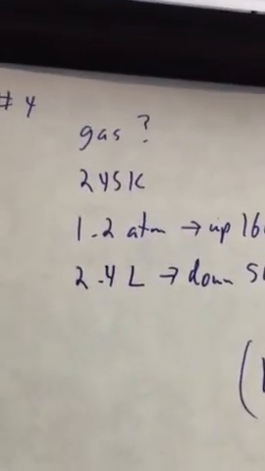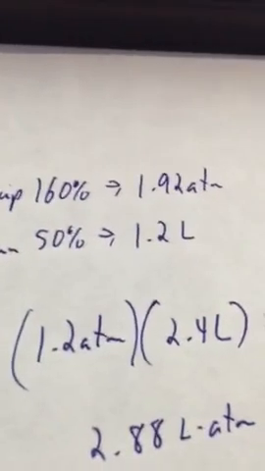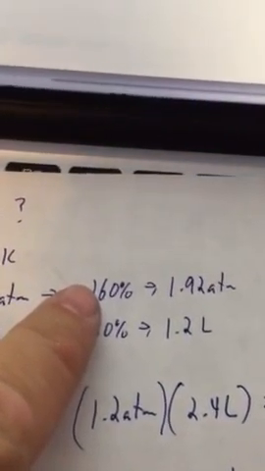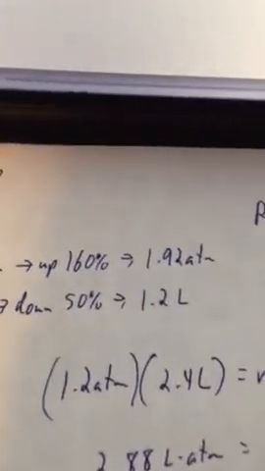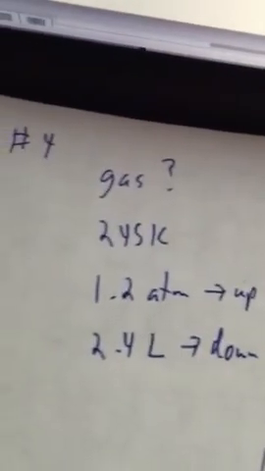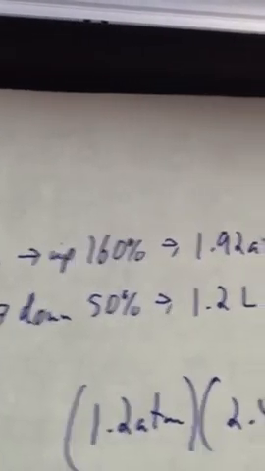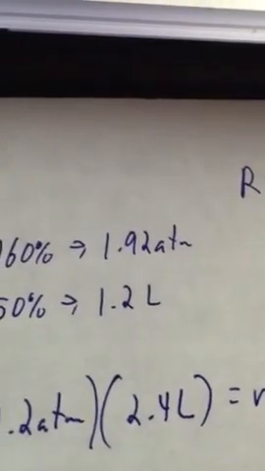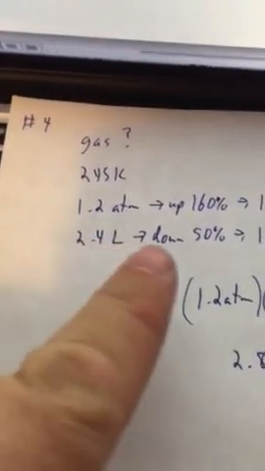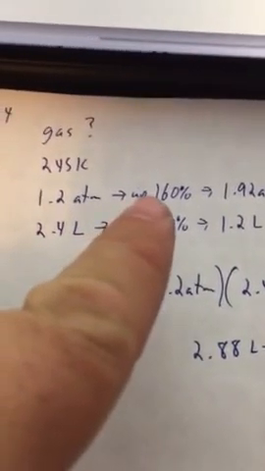Now we're told that the liters goes down by 50%. Well, that's just cutting it in half. 2.4 goes to 1.2. 1.2 atmospheres goes up 160%. Don't forget basic math. 160 is a percentage. Just move the decimal over twice to get it as the decimal. It's 1.6. So 1.2 atmospheres times 1.6 gives us the new atmospheres. So if you need to review the percentage of increase and decrease, let me know. So this times 0.5 gives you that. This times 1.6 gives you that.